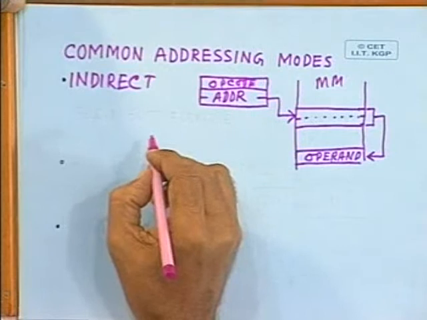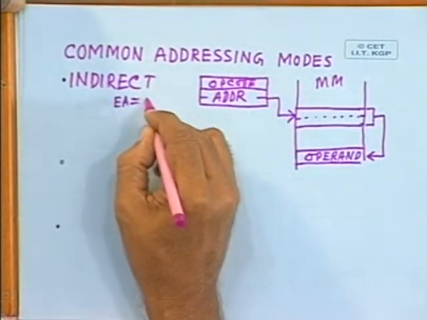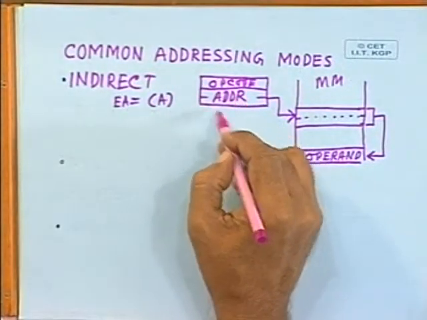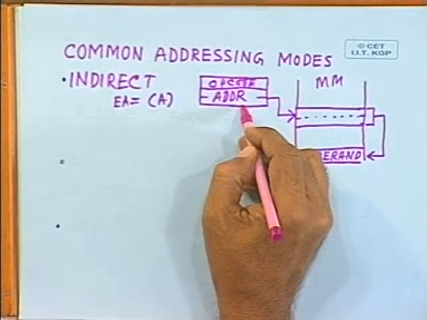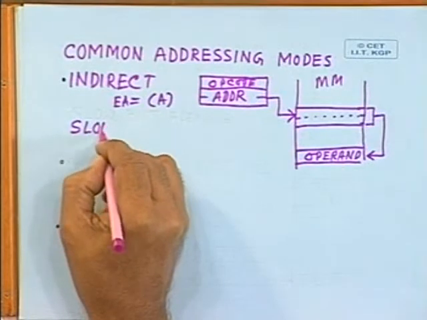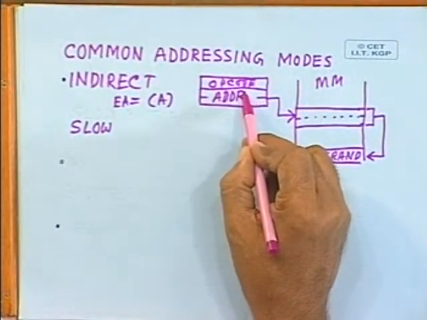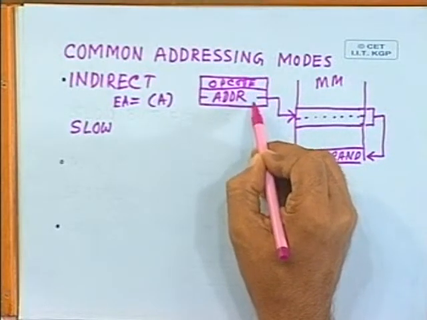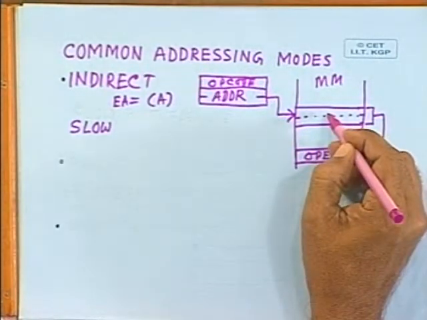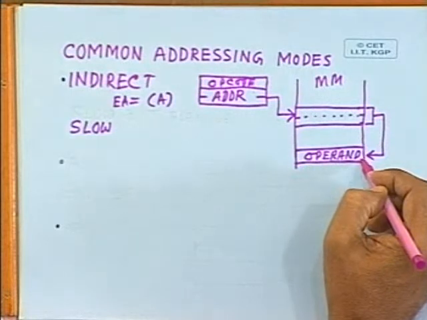So, in this particular case, the effective address is essentially the content of the memory location of the address provided as part of the instruction. So, this particular addressing mode is slow. Why slow? Because you have to use 2 read cycles to read this address, then another 2 cycles to read this address, then finally you can get this operand.